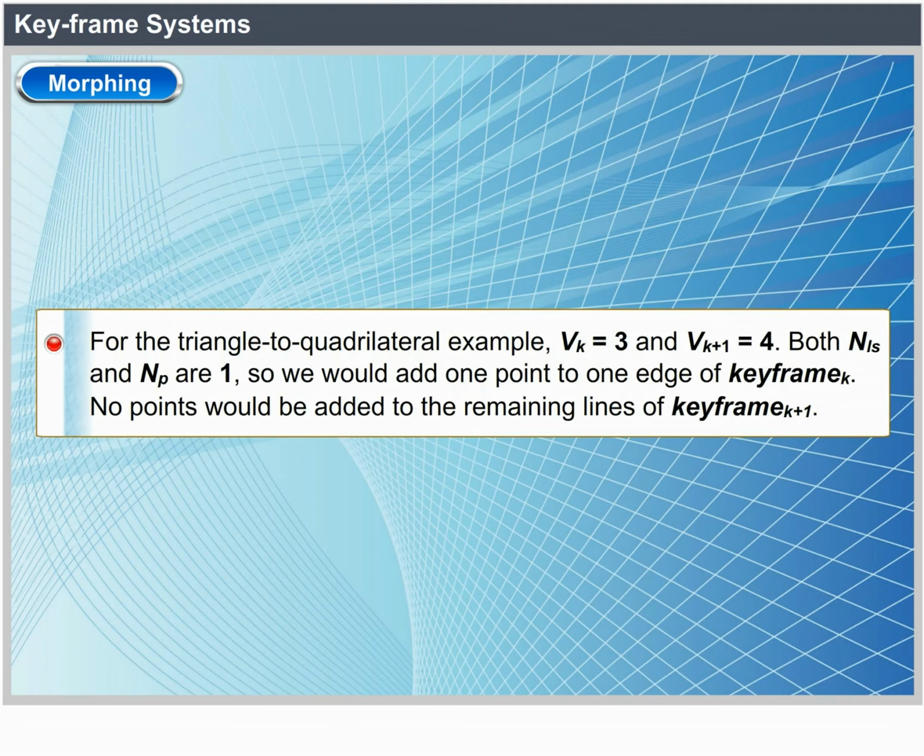For the triangle to quadrilateral example, Vk is 3 and Vk plus 1 is 4. Both NIS and NP are 1. So we would add 1 point to one edge of keyframe K. No points would be added to the remaining lines of keyframe K plus 1.